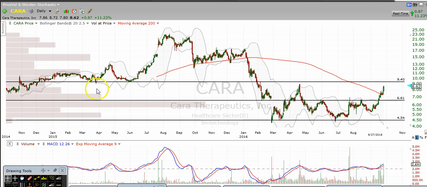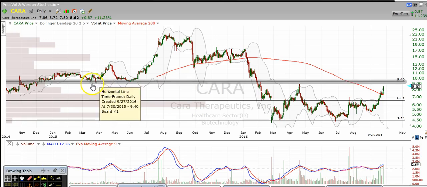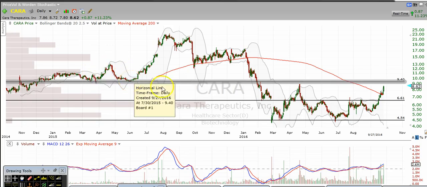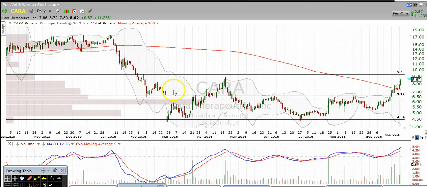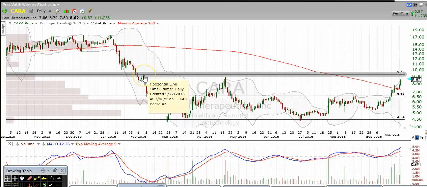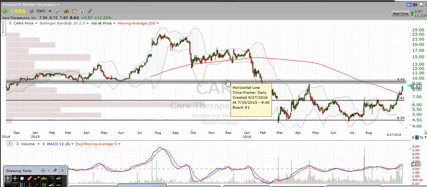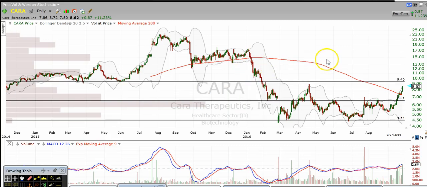Got some resistance just below $10, and that's from this support level right here, support level right there, and then you can see we successfully got rejected there, and then again almost hitting that level right here. So about $9.50, $10 is going to be the next resistance level that we're going to have to overcome here for CARA.